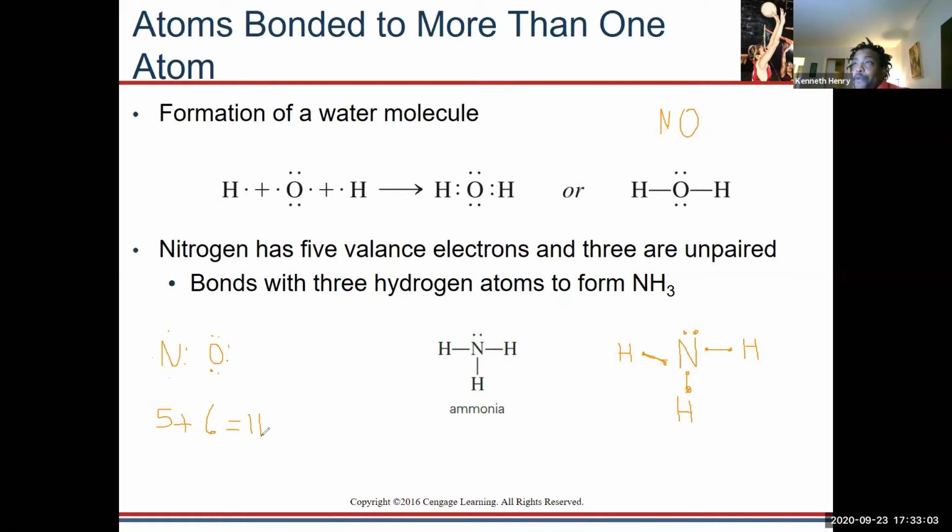I will give you 10 minutes. Find a way so that they both can reach their octet. You can't add any extra electrons. You only have 11 to work with, so that nitrogen and oxygen both reach their octet.